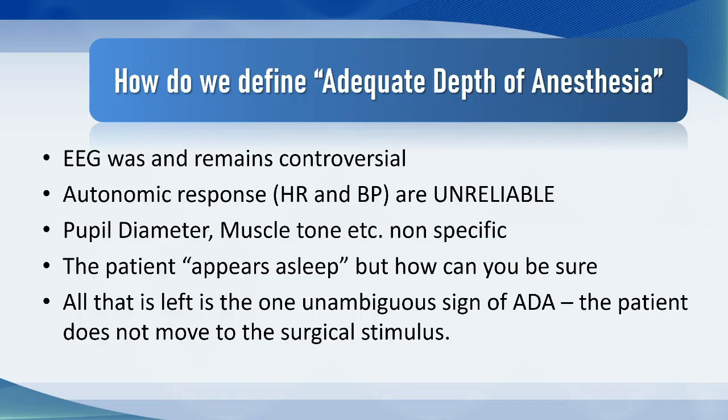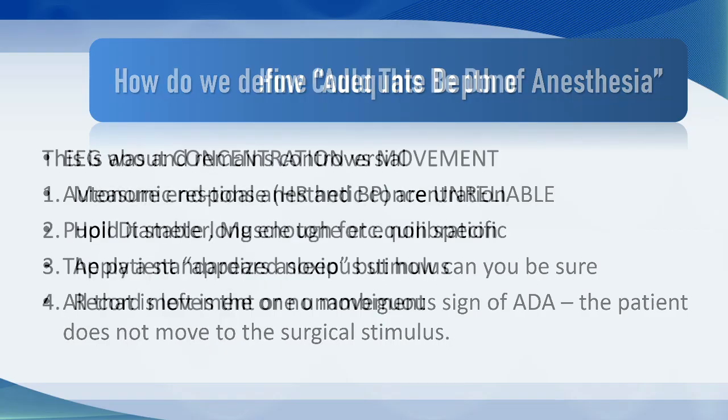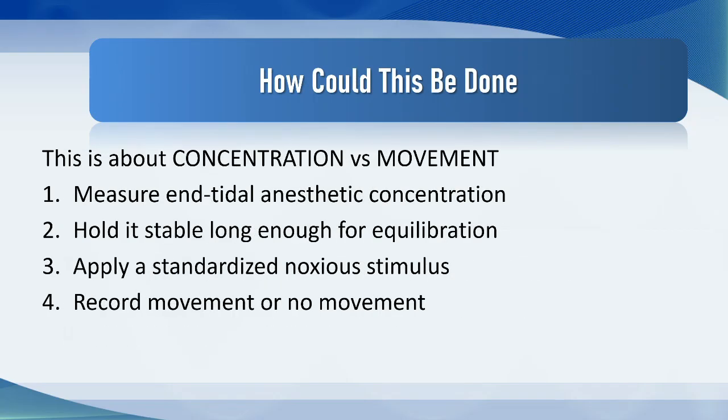All of that left at the time one unambiguous sign of adequate depth of anesthesia, that the patient did not move to a surgical stimulus. So how could this be done? It was all about concentration versus movement, measuring the end-tidal anesthetic concentration, holding it stable for long enough for equilibration, applying a standardized noxious stimulus, and then recording whether or not there was movement or no movement.